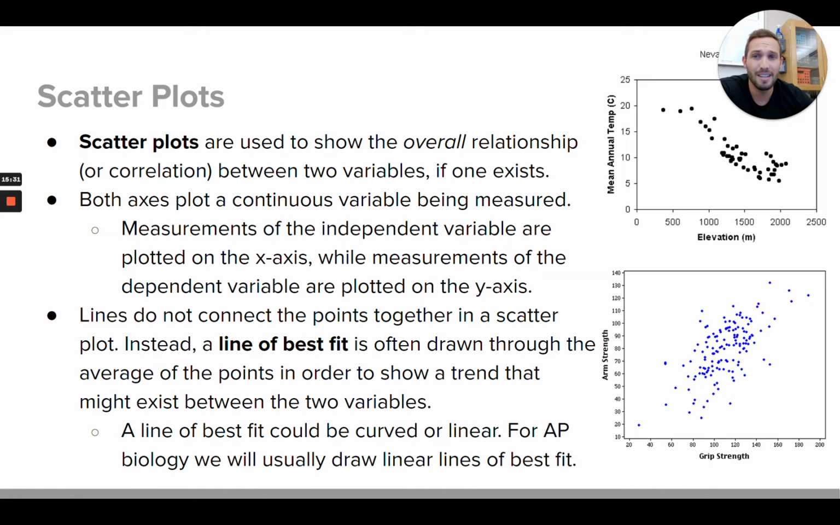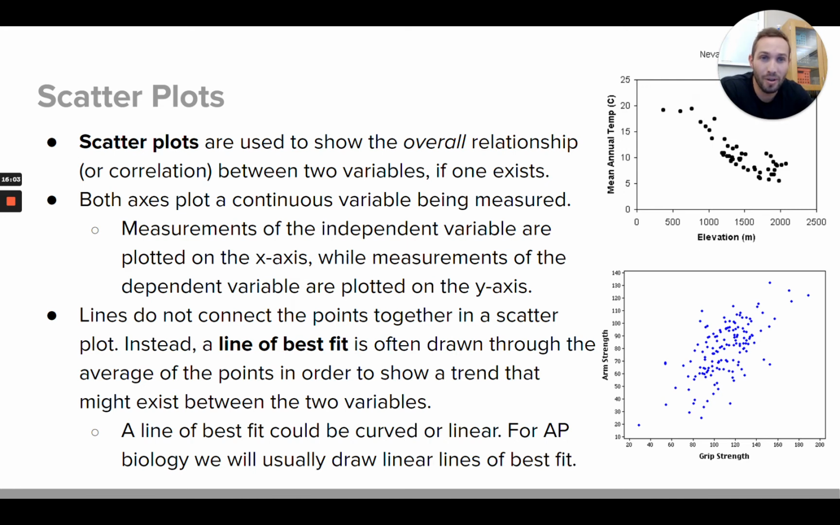Moving on from that, you now have two more types of graphs, or three more. There's scatter plots. A scatter plot is used to show the overall relationship or correlation between two variables. So this is when you're measuring two different variables that you're collecting data on, and you want to know if there's any overall relationship or correlation between those two variables. Like if one gets higher, does the other one get higher? If one gets lower, does the other one get lower? Or if one gets higher, does the other one get lower, or vice versa? And so you want to see if there's an overall trend between those two variables.